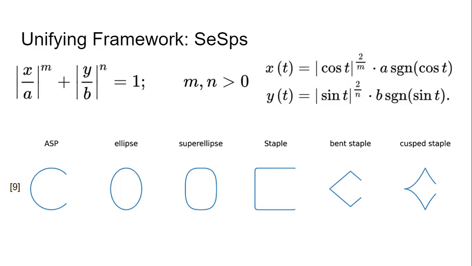Looking at the equation on the left, we see the superellipse equation written out in Cartesian coordinates. And on the right, we see its parameterized version. The exponents m and n describe the degree of curvature with respect to the x or y axis and are used to change the angularity of any given particle. The image of an ASP and the image of a staple shown below are essentially the same equation, the only difference being the staple has higher values of m and n.